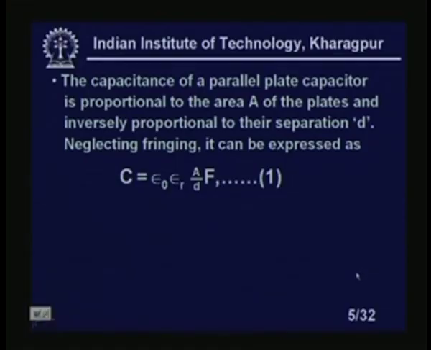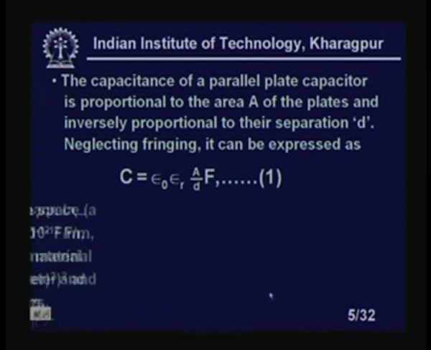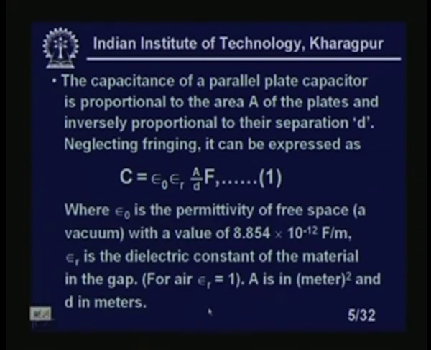C equal to epsilon naught into epsilon r A by D farad. F is basically farad, where epsilon naught is the permittivity of free space, that is vacuum, with a value of 8.854 times 10 to the minus 12 farad per meter. Epsilon r is the dielectric constant of the material of the gap. For air, epsilon r is equal to 1, and A is the area, so it should be in meter square, and D is in meters, right.